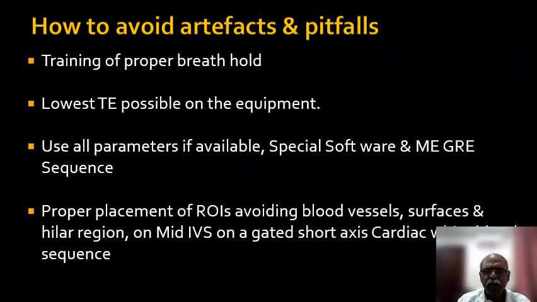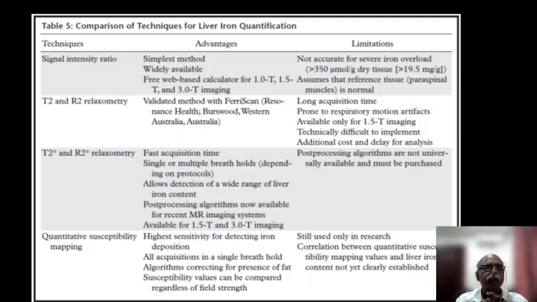How to avoid artifacts when you assess the MRI? Proper breath hold. Like I told you, in ideal IQ and ideal MDX and quant sequence, you need to have a proper breath hold. If there is no breath hold, there is movement artifact, respiratory movement artifact. It goes for a toss, even on a dedicated R2 star sequence. Then placement of ROIs, avoiding blood vessels, surfaces, hilum, and especially in the heart, you place in the mid-interventricular septum.